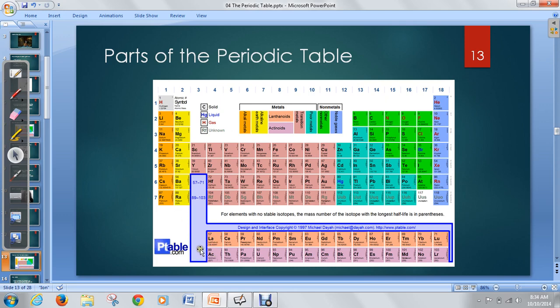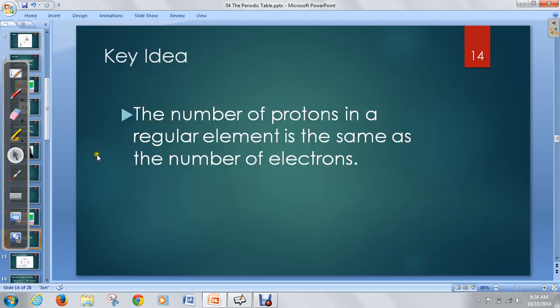We won't worry about these two down here, the lanthanides and the actinides. Okay, just worry about those five I covered. Okay, so the alkali metals, alkaline earth metals, the transition metals, the halogens, and the noble gases. Okay. All right. So moving on.